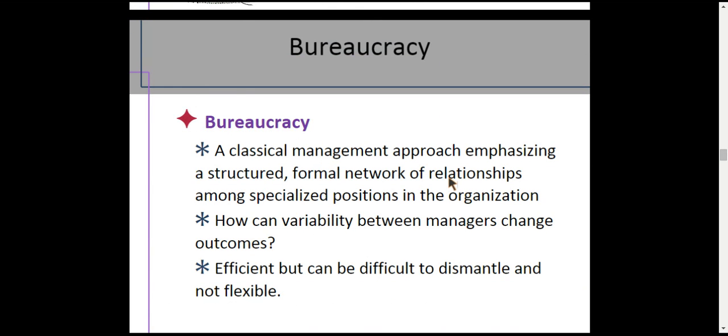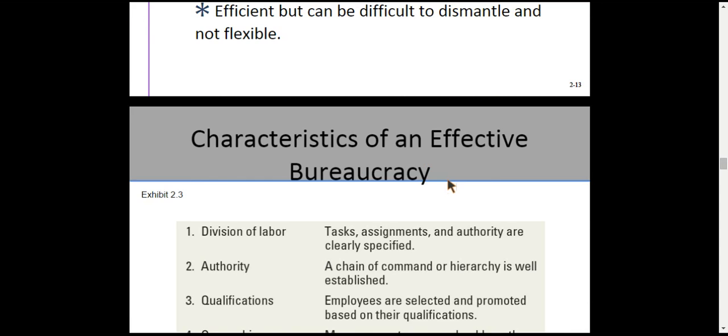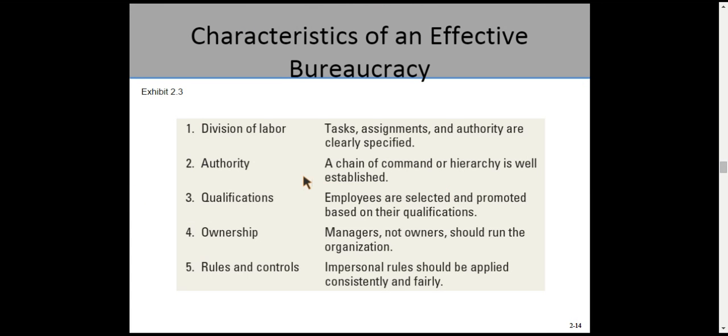Bureaucracy, a classical management approach, emphasizing a structured, formal network. It's efficient, but can be difficult to dismantle, and it's not very flexible. So, the federal government is a good example of bureaucracy. Division of labor, authority, qualifications, ownership, rules, and controls. These are all characteristics of an effective bureaucracy.